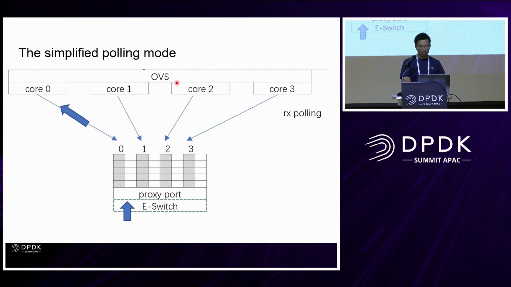And now we have the simplified polling mode. In that case, we just need to poll the proxy port. Every core will only poll one port's queue. So in that case, we just eliminated the cache misses. We are not calling rx burst for all the representor ports.